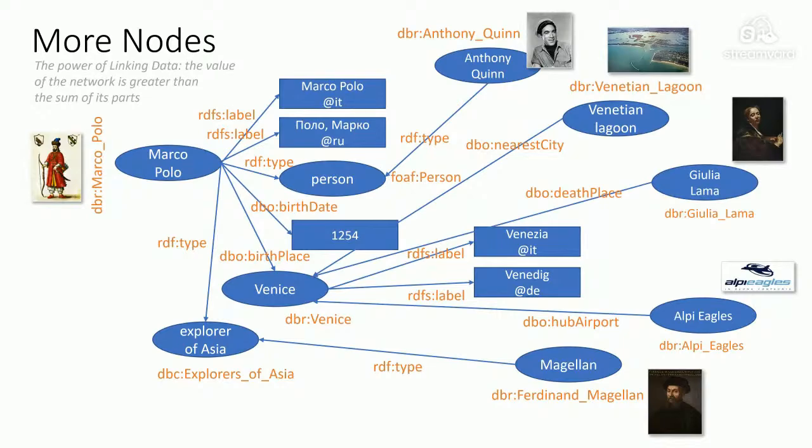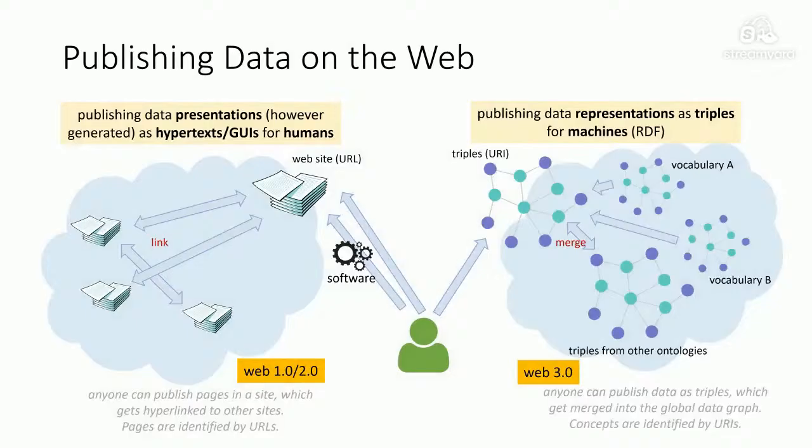And in turn, this graph gets connected to any other graph published in the web, thus building a giant global graph of pure data. So publishing data on the web will no longer be publishing their presentations in the form of hypertext or user interfaces built for humans. This is what happened in Web 1 with its static hypertext and what's happening in Web 2 with its applications, interacting with underlying content. In Web 3 instead, we publish data representations. That is, they are models in the form of triples for machine consumption.